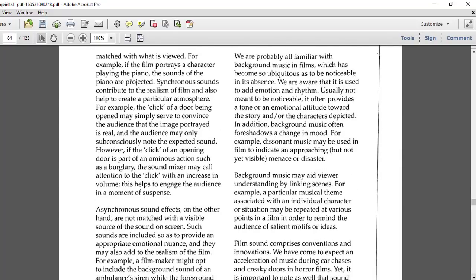Click of the door, we're looking for click of the door. The click of the door being opened may simply serve to convince the audience that the image portrayed is real, and the audience may only subconsciously note the expected sound. However, if the click of the opening door is an action, such as burglary, the sound mixer may call attention to the volume. This helps engage the audience in a moment of suspense.